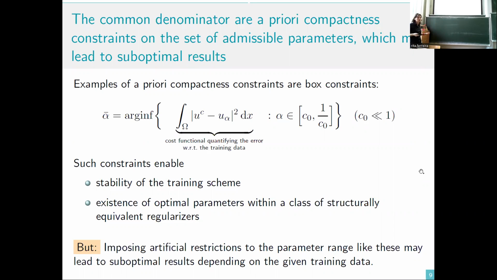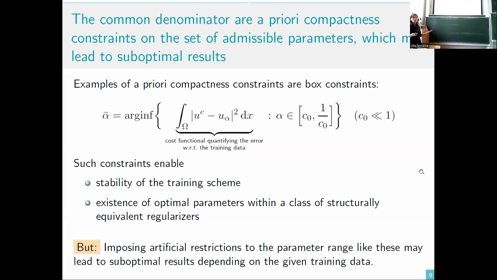But this is a fictitious region, so to speak, because then you could also think, how small should this C0 be? Because then you have another optimization, because you don't know if you should be taking a slightly smaller C to have a wider range for alpha. So there is another underlying optimization problem here. That's why I'm saying that imposing these artificial restrictions can lead to suboptimal results.